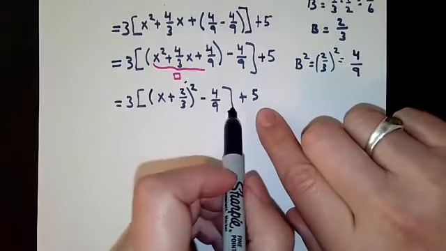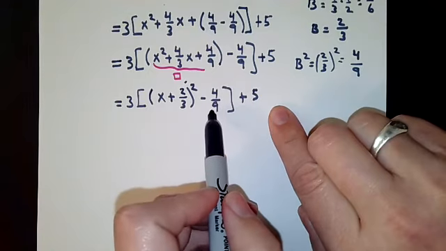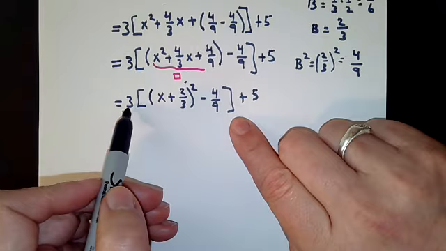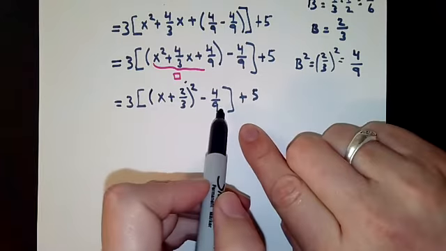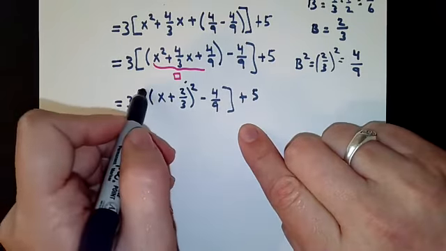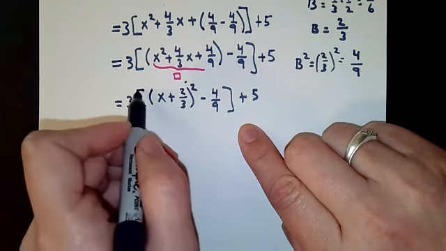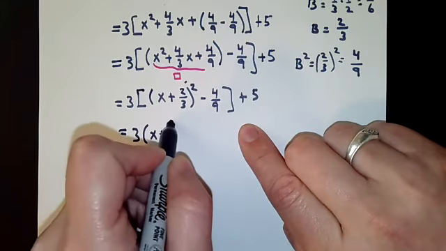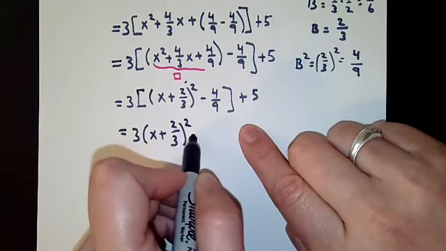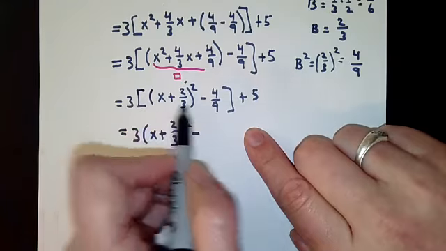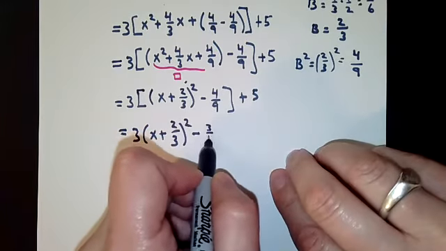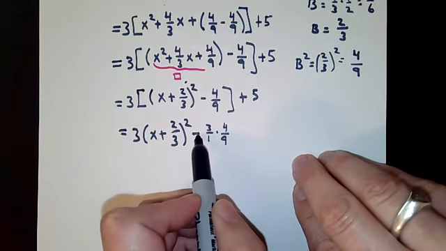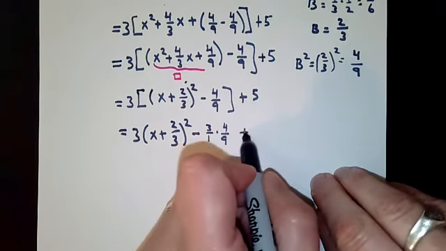Now what? Well, we're supposed to combine the constants, but the negative 4/9 is inside the brackets, and everything in the brackets is getting multiplied by 3. So we're going to need to distribute the 3 through the square brackets, not the parentheses, just the square brackets. So we're going to get 3 times the parentheses minus, okay, so 3 times the 4/9. So there's the 3 times the 4/9. It's still negative. And then we still have the plus 5.